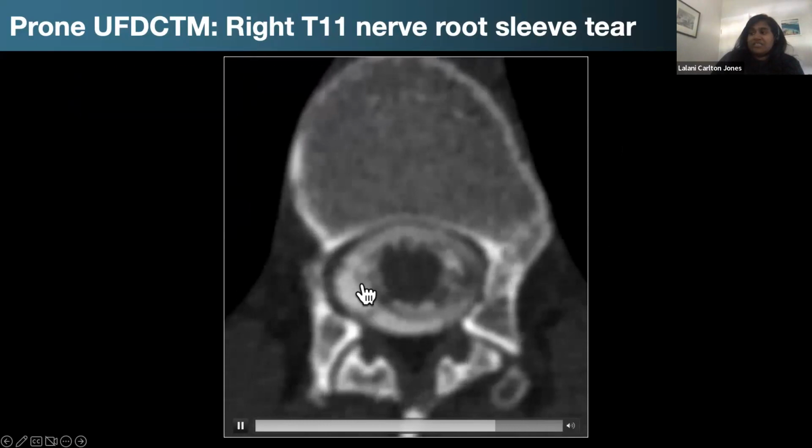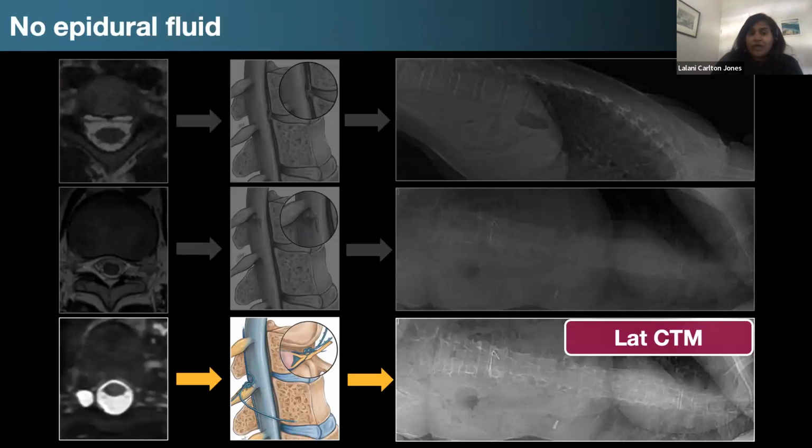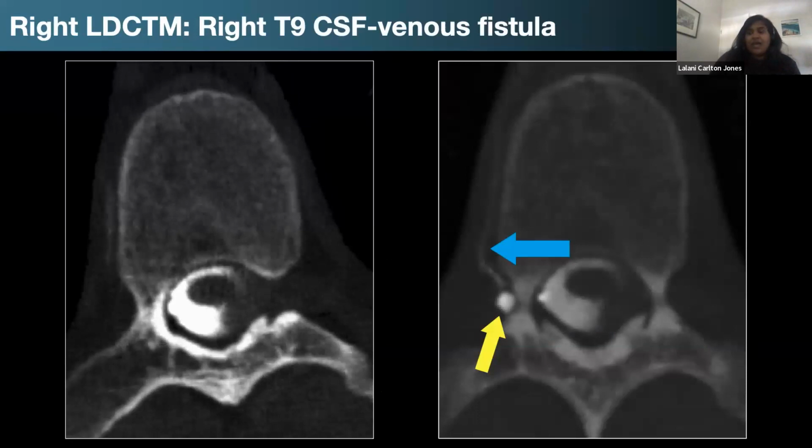And you can see here this contained collection of epidural contrast, but it's particularly dense around that right T11 nerve root sleeve. Okay, now if I'm thinking there's no epidural fluid, I'm thinking about a CSF venous fistula. And in this case, I'm going to perform a lateral CT myelogram most of the time. And this shows you your typical appearance of a CSF venous fistula.